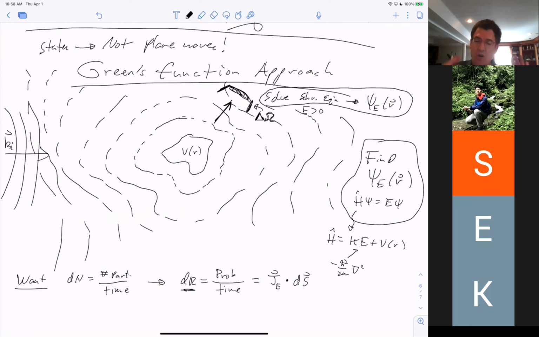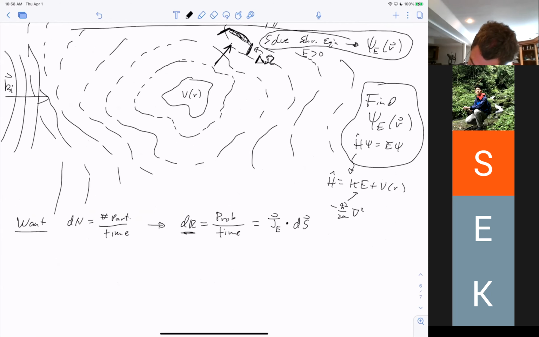Okay, so the amount of stuff per time, if I have flux hitting some surface, the amount of stuff going through the surface is the dot product of the flux dotted into the area vector, where that ds is a little vector that's perpendicular to the surface. You've all done this before. Okay, so that's what I need to do.